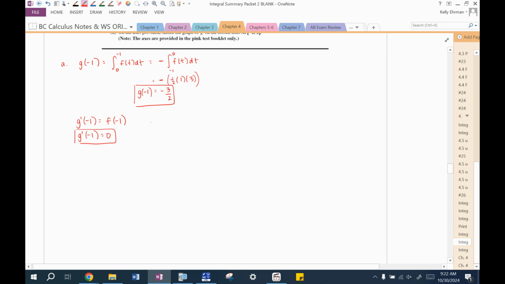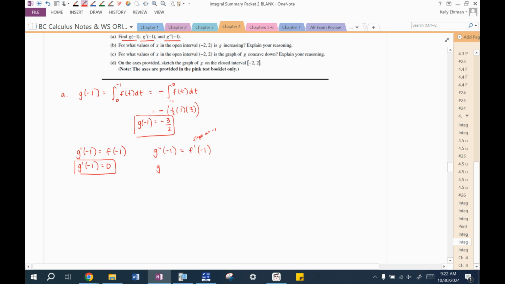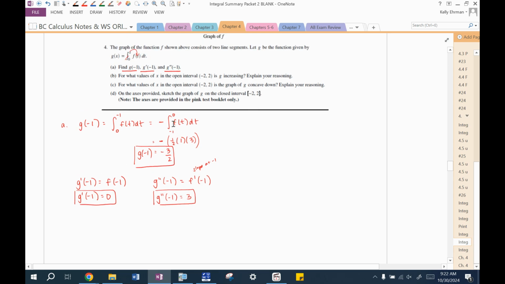For the next part, do g double prime of negative 1. And again, you have to show what that's equal to. That's equal to f prime of negative 1. Now, f prime of negative 1 is the slope at negative 1. So what is the slope of the graph here? So we're going rise of 3, run of 1. So slope looks like 3 to me. So g double prime of negative 1 is equal to 3. So did we answer the first question fully? Find all those values? Check.